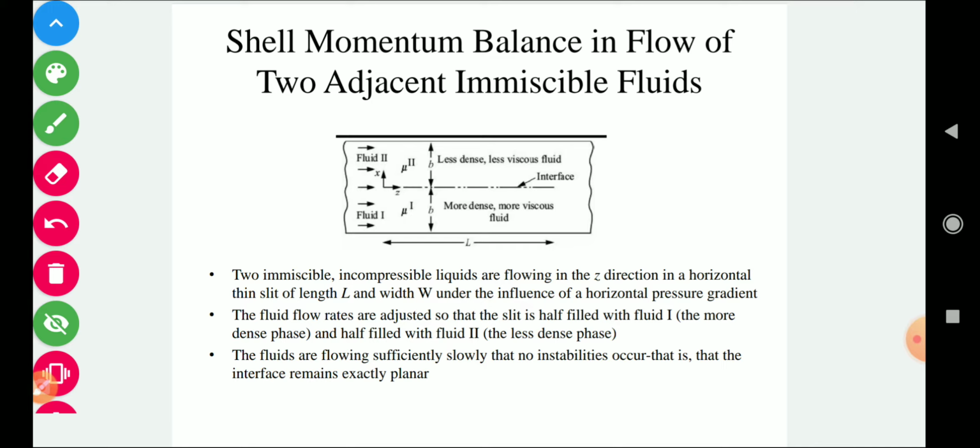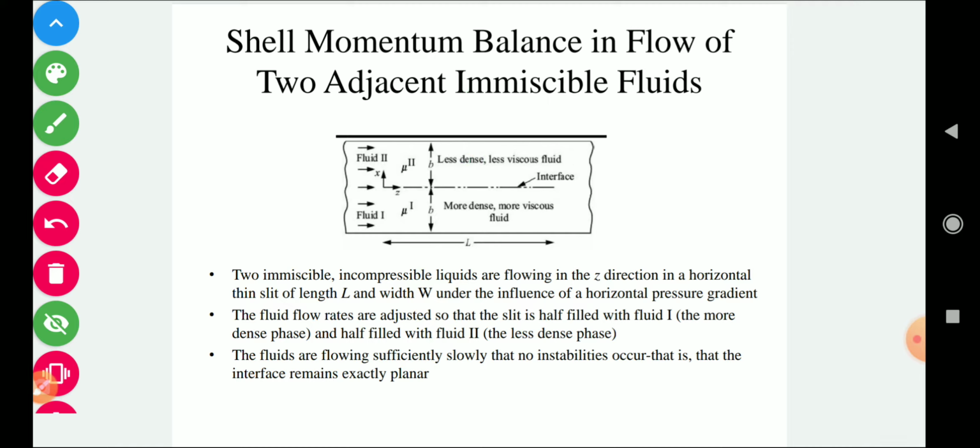with fluid 2, and the fluids are flowing sufficiently slowly that no instability occurs, that is, the interface remains exactly planar. So this interface is not influenced by the flowing fluid, and this entire passage is half filled by fluid 1 and half filled by fluid 2. Let us consider fluid 1 is denser than fluid 2, then fluid 1 is at the bottom position and the less dense fluid 2 at the top position.